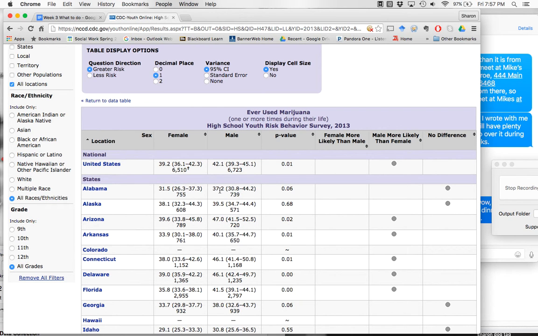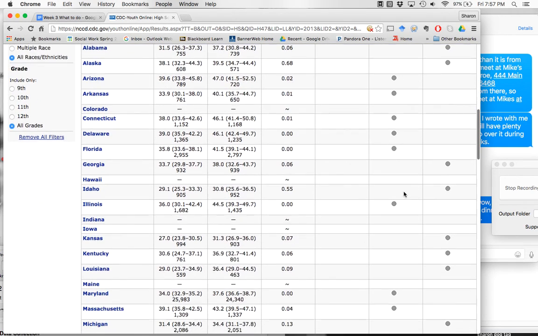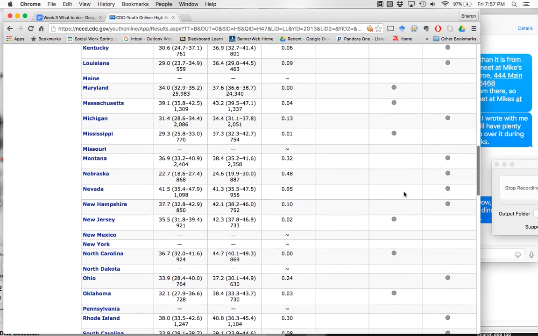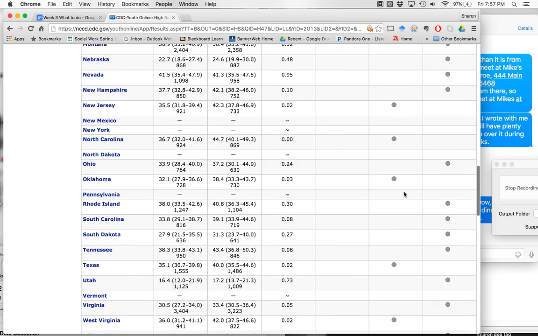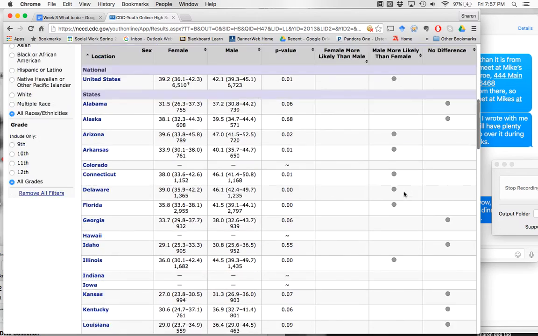So it's making you think, oh, well, that's true, that males are more likely to have used marijuana in their lifetime in Alabama. But what we see in the p-value is it's higher than 0.05. So this chart indicates there's not a significant difference between males and females in Alabama. And we can scale down and look at all the different states to see whether or not there is a significant gender difference between males and females in smoking marijuana. So this is just one way of looking at the data.